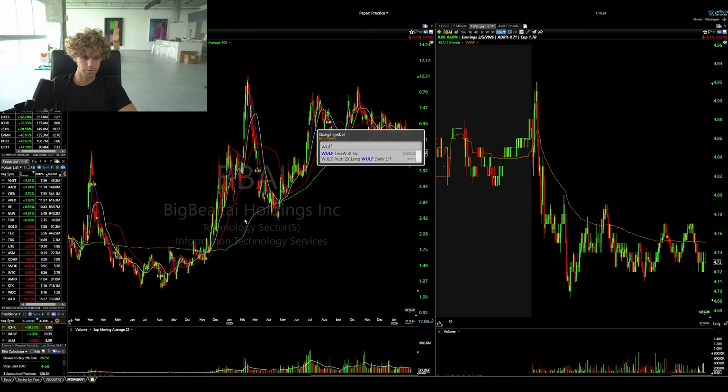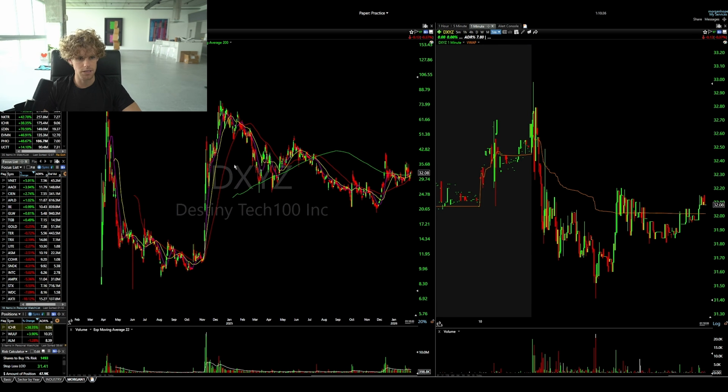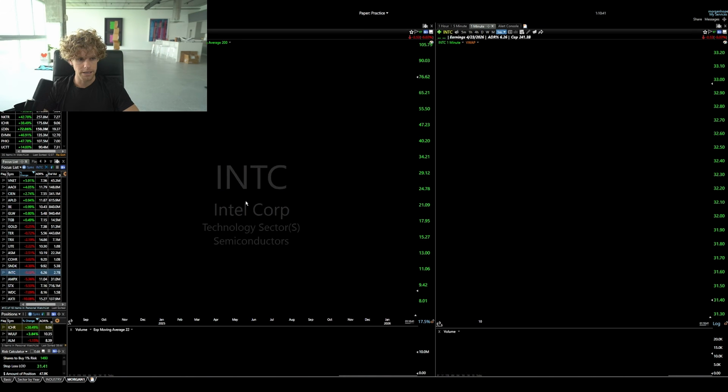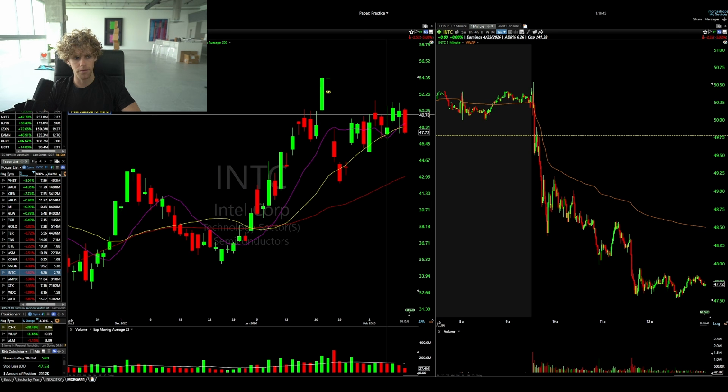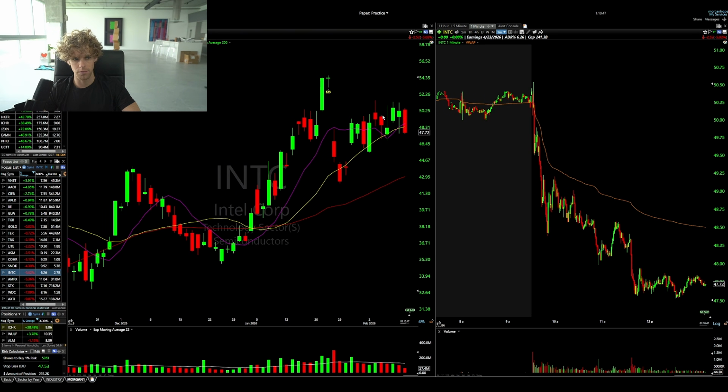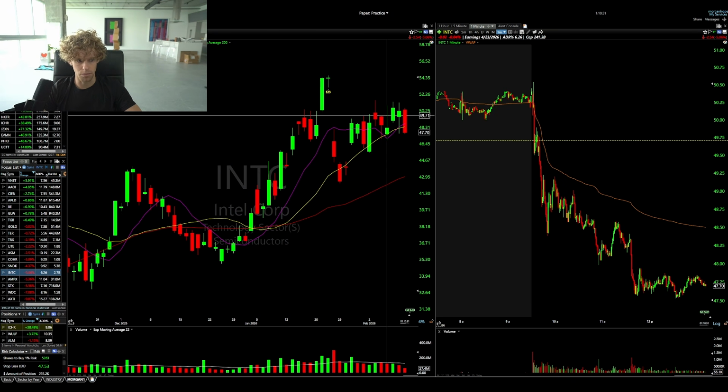When you have DXYZ, for example, it's not breaking out yet. You've got to wait a little bit. INTC was one that wasn't breaking out yet, right? It opened up towards the bottom of the range. I had to wait for it to be breaking out of this range and breaking that previous day high. So it's already breaking 1 minute opening range highs. Now we're just waiting for it to break out.